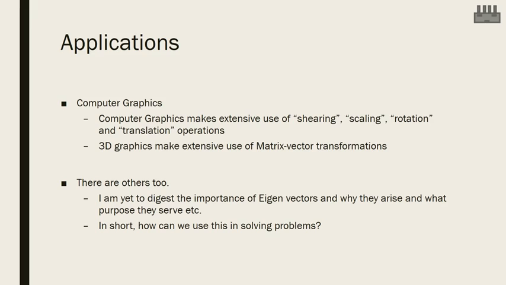So coming to applications, matrix vector products form the most fundamental mechanism of computer graphics, especially for doing a lot of transformations like shearing, scaling, rotation, translation, and others. 3D graphics too makes extensive use of matrix transformations. Apart from this, there are several other applications of matrices involving eigenvectors, SVDs, and so on. So we'll be covering them in future videos.